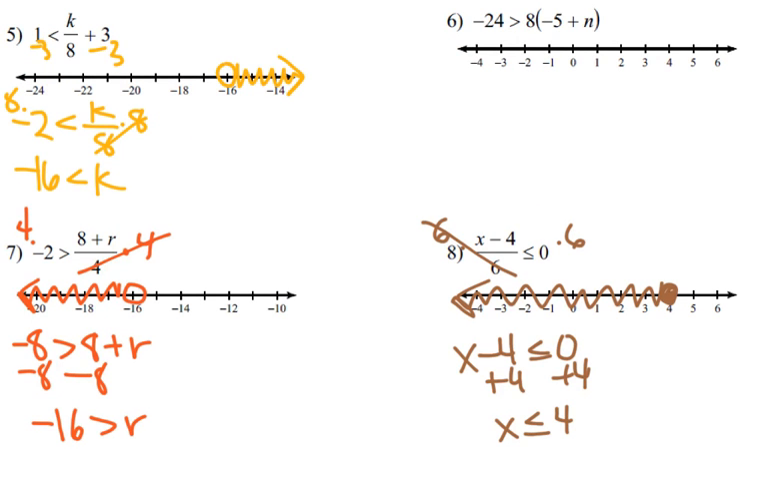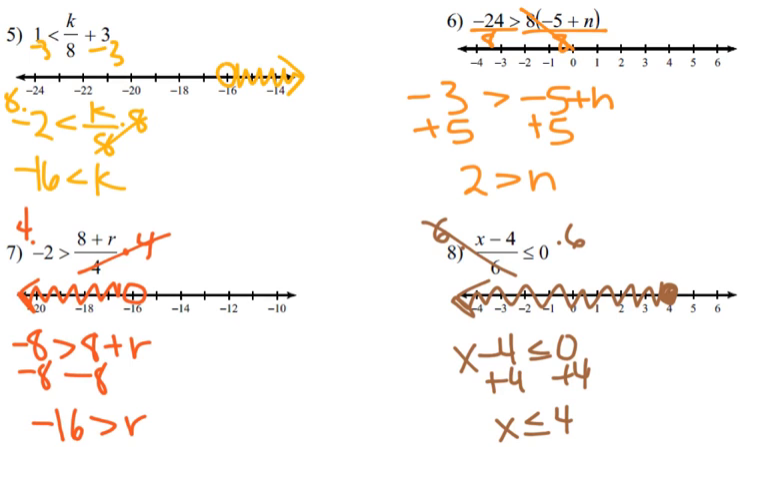Now, on number 6, a few different ways that I can tackle this problem. It's kind of similar to 7, 8, 9, and 10, in that 8 is being multiplied by the whole thing. So I could start out by dividing both sides by 8. That would give me negative 5 plus n is less than negative 3. I would add 5 to both sides, giving me positive 2 is greater than or equal to n. So hollow circle at 2, n is smaller, so I shade to the left.